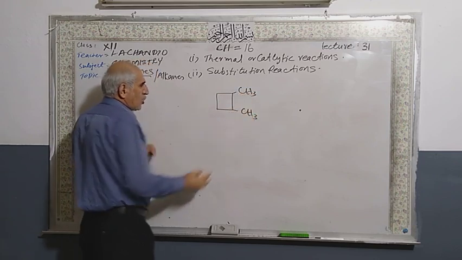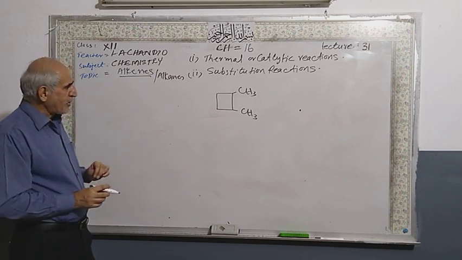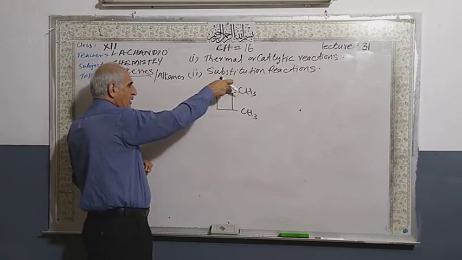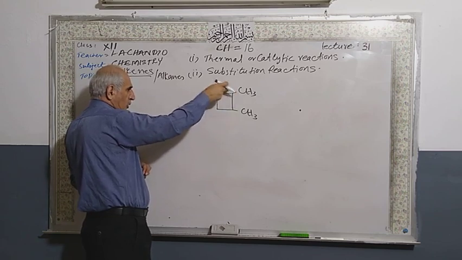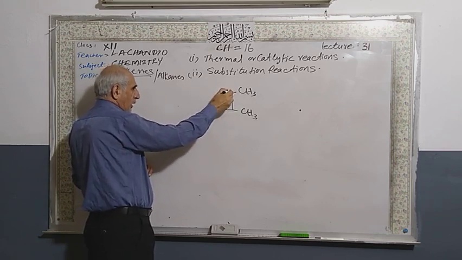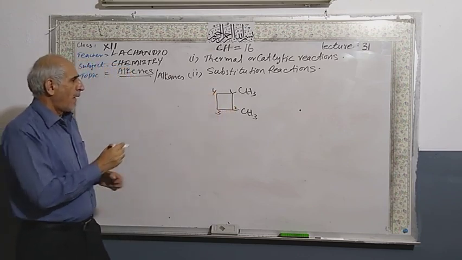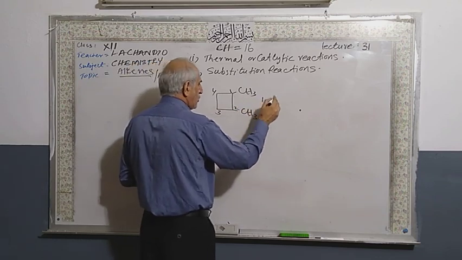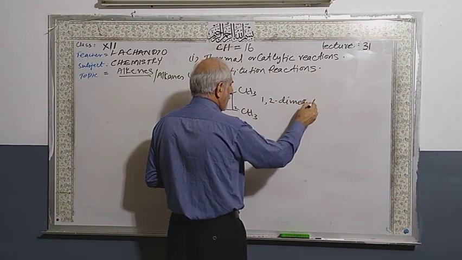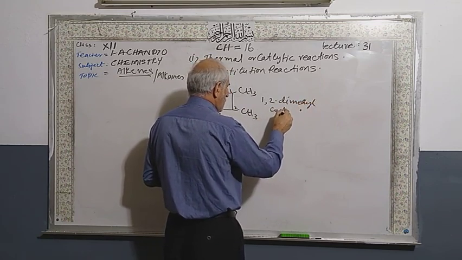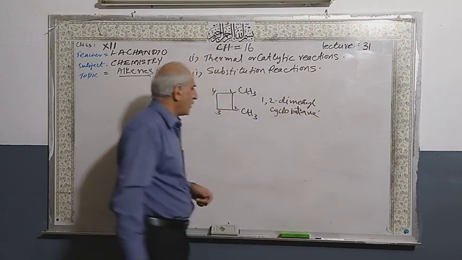If two alkyl groups are going to attach, total 4 carbon atoms, start numbering from the side where the groups start. Don't go this side, no. Okay, 1, 2, 3, 4. So 1, 2, dimethylcyclobutane, like this one.